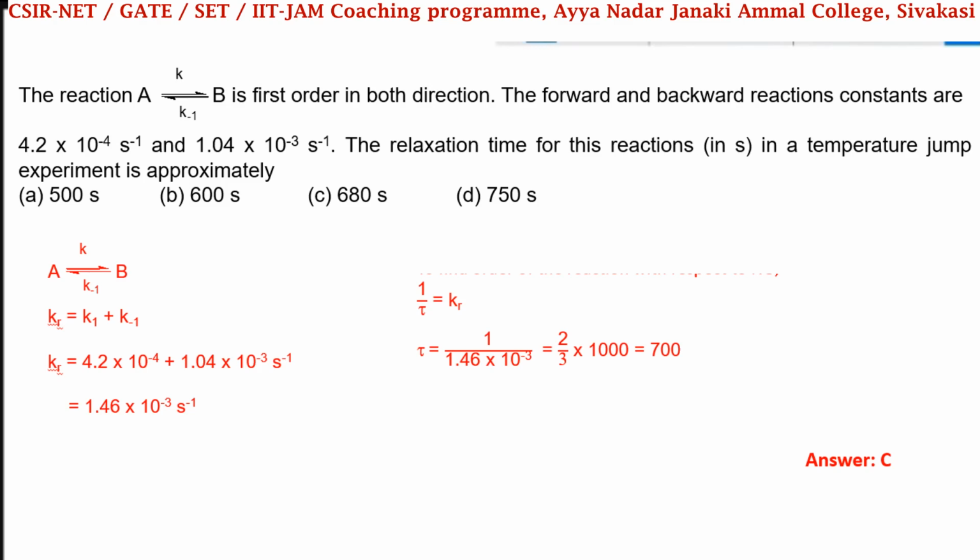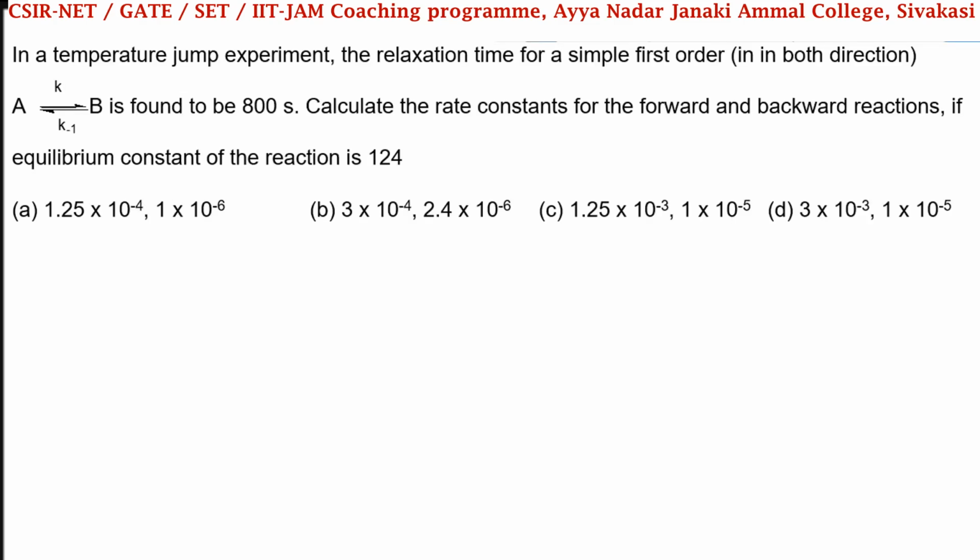In this way, I am going to give another equation. I want to take down this one. In a temperature jump experiment, the relaxation time for the simple first order reaction, in both directions, A reversible arrow B, is found to be 800 seconds. Here relaxation time is given. Calculate the rate constants for the forward and backward reactions.